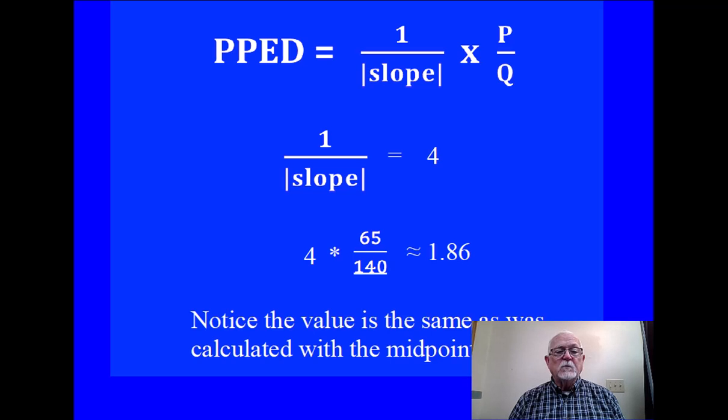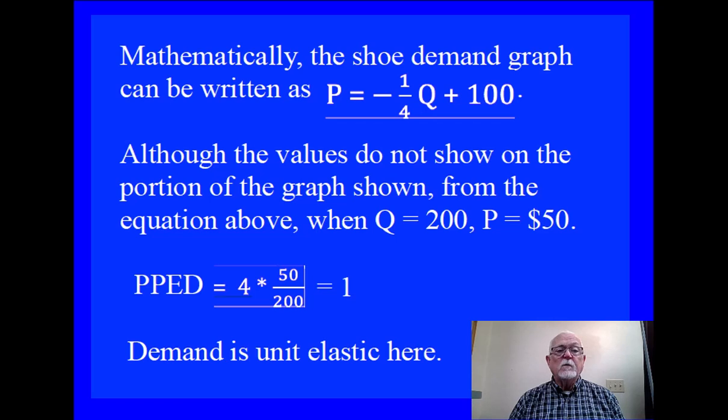And lo and behold, guess what? We come out exactly the same value. So this is a much simpler way of doing the calculations if it's a linear demand curve. Now, this is also easier if you're going from a formula for the demand curve, such as price equals negative 1/4 Q plus 100. That's actually the formula for the demand curve that we looked at. And now you just plug in a particular quantity. They'll give you the price of that quantity using this formula.